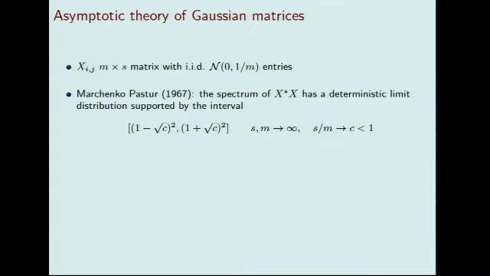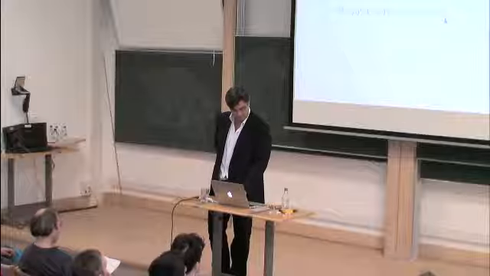eigenvalues are going to converge, the spectrum will converge to a distribution which is supported in the interval (1 minus square root of c)^2 and (1 plus square root of c)^2. Okay, and in fact, we know the shape of the distribution. It's the Marchenko-Pastur law, and that's something that plays a very important role in asymptotic random matrix theory.